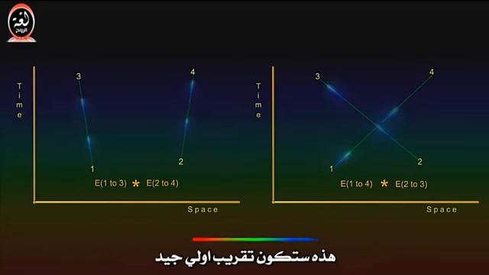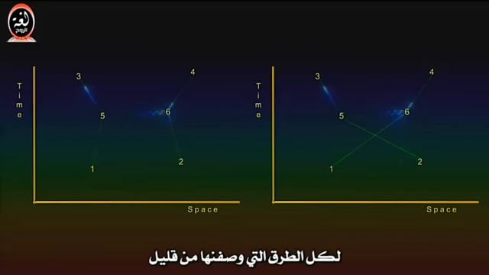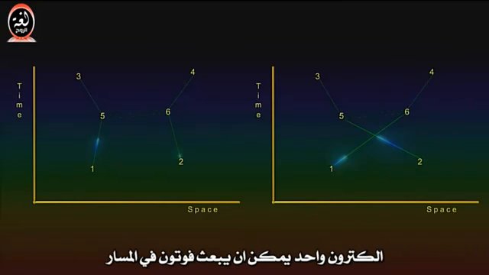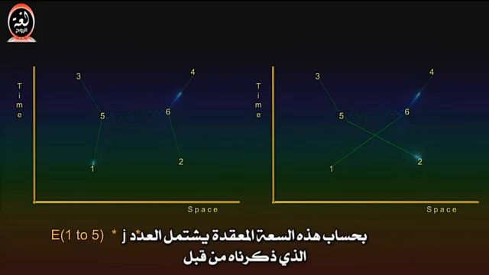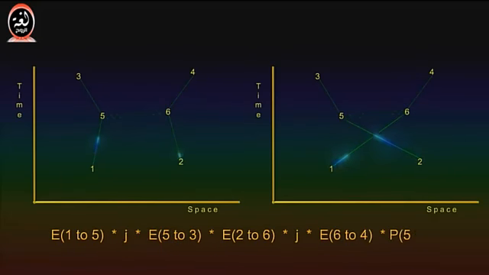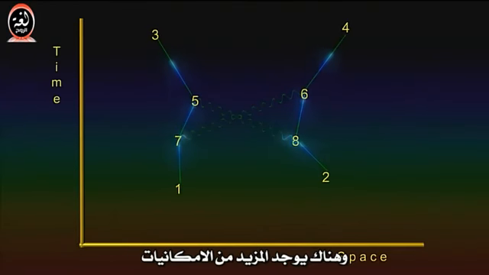This would be a good first approximation, but we should also consider other ways this event could happen. For each of the ways we just described, one electron could emit a photon on the way, and the other electron could absorb a photon along the way. Calculating this complicated amplitude involves the number J we mentioned earlier. It is shown here. And there are more possibilities.